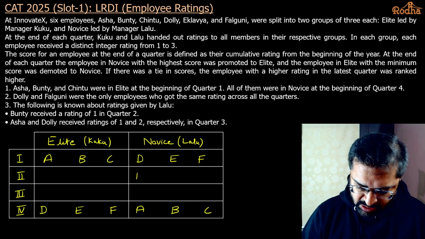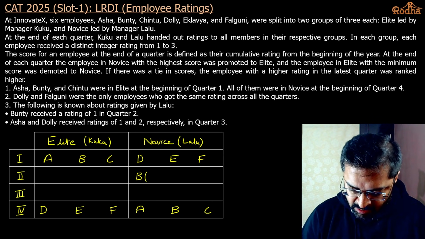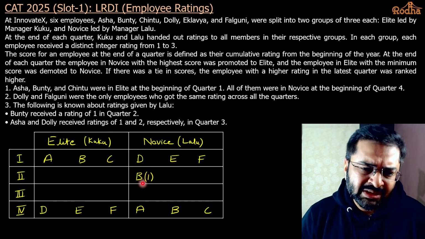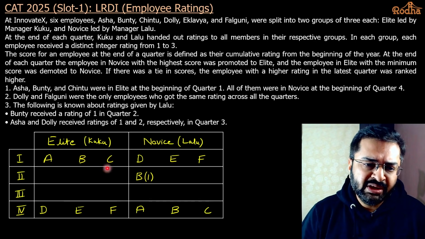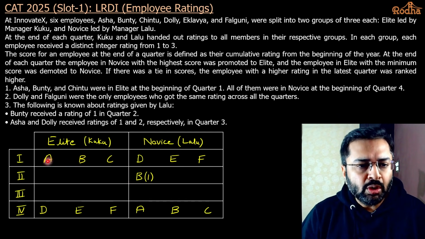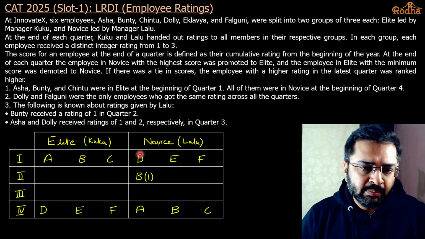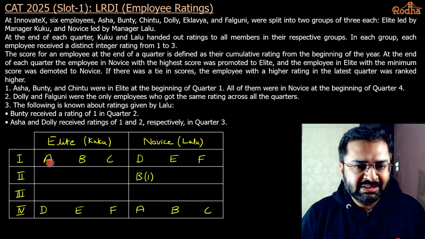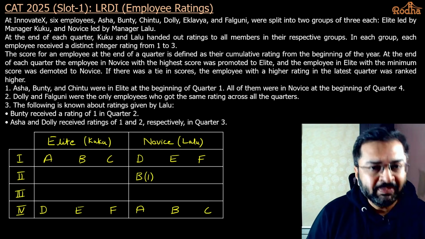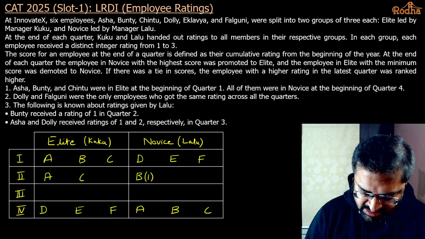This is Bunty. I'm not writing anything else. I just know Bunty is here. So Bunty must have come here. Now, since only one person can go out of this elite, and it's just one person exchange happening every time, I can say that A and C would retain their positions in the elite group even in quarter 2. So I'll just write this as, this is A and this is C.